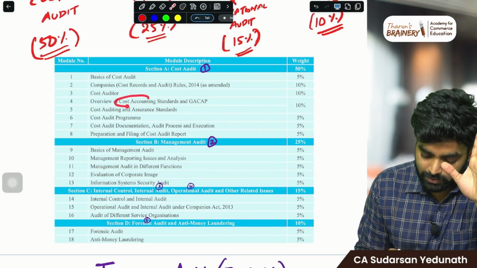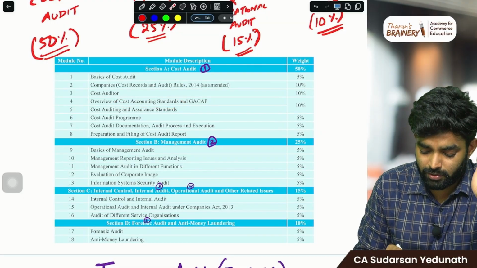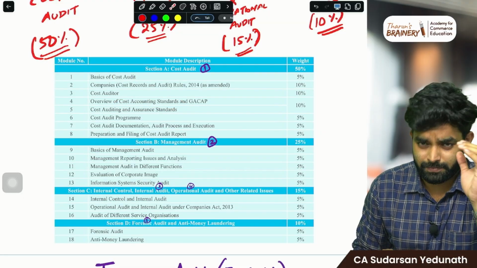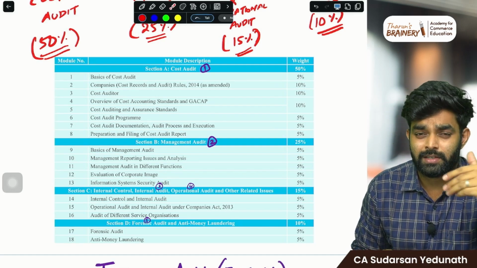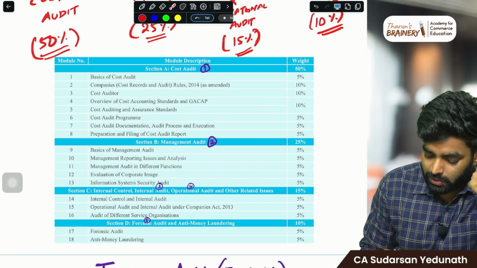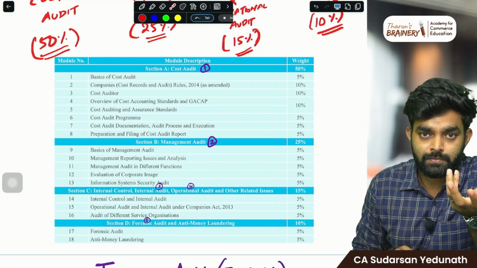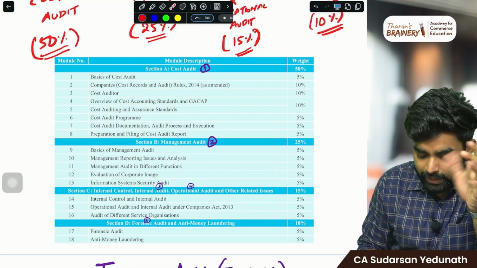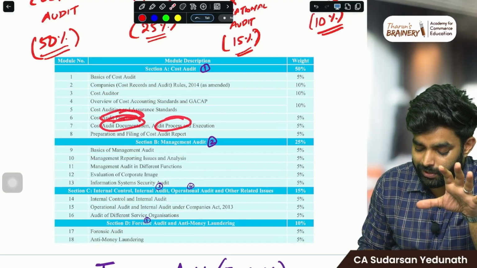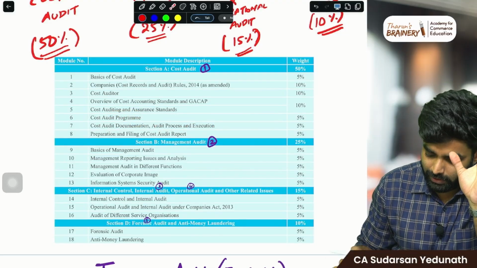Cost accounting standards. So till now it is basically the cost accounting area whose cost audit is applicable, the different rules, all these things. Refer report, CRA, all these things as mentioned. Then cost auditing and assurance standard. This is where the auditing comes into the picture: audit program, audit documentation, audit process, execution, everything. I'll give you a brief idea about everything, don't worry.